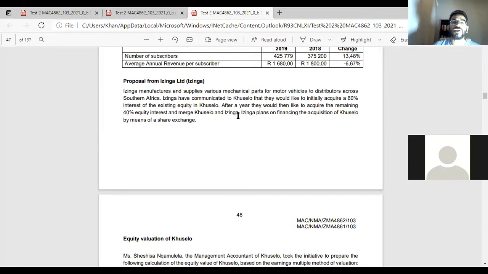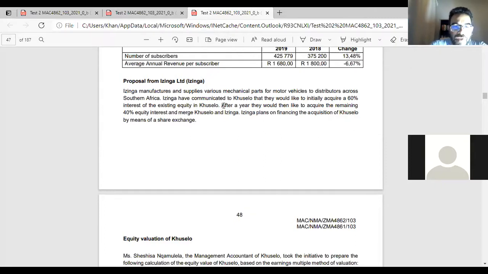What they could typically ask you for is an exchange ratio. So what does that mean? How many shares must Zynga give or exchange with Coselo for Coselo shares? So that is an exchange ratio. So let's just take note of that.